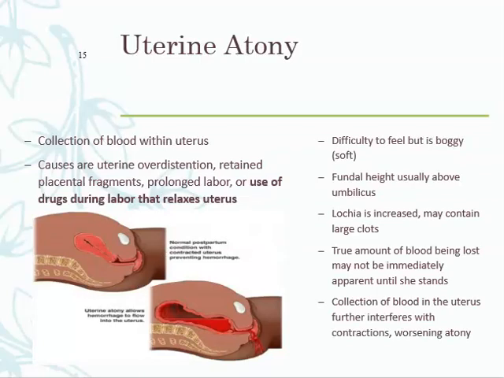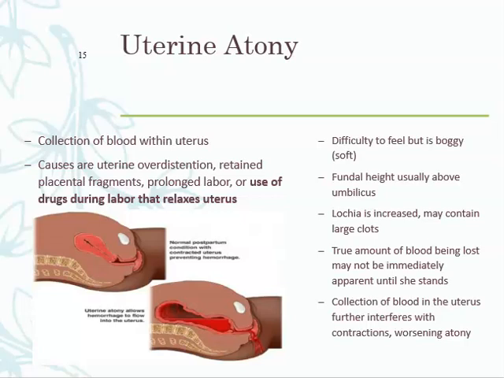So again, the most common cause of this is uterine atony, or lack of tone of the uterus, and there are lots of reasons that this can happen. Anything that causes the uterus to blow up larger, like a macrosomic baby, for example, can cause this. Moms who have had multiple births, the more times the balloon has been blown up, the harder it's going to be for it to contract back down to its original state.